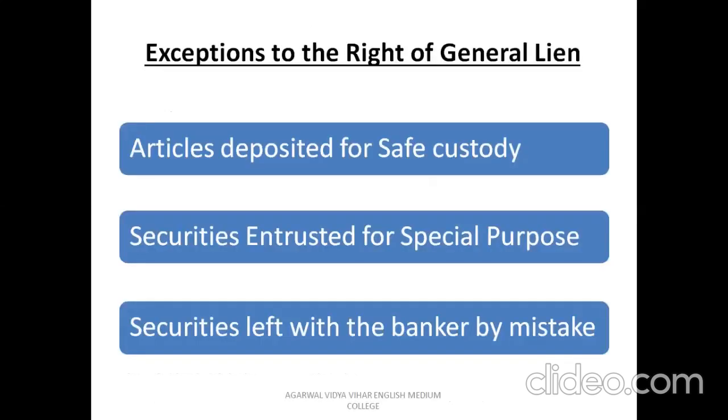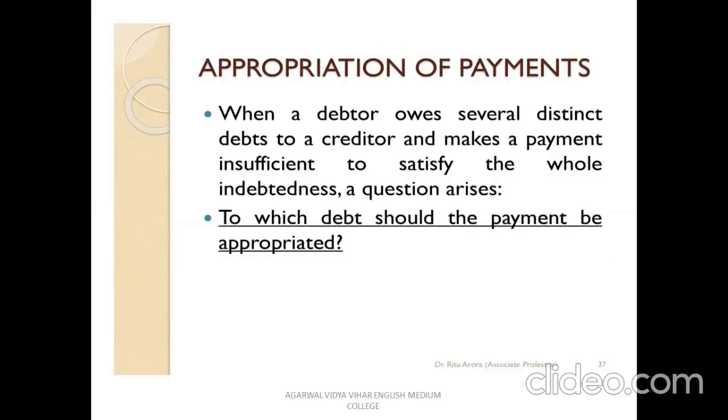Then we started with the exceptions to the right of general lien. Three exceptions are there. The first one is if an article is deposited for the objective of safe custody. Second, if an article is given to the customer for a special purpose. Third, if an article or security is left with the customer by mistake. In these three situations, the banker cannot exercise the right of general lien on the particular property.